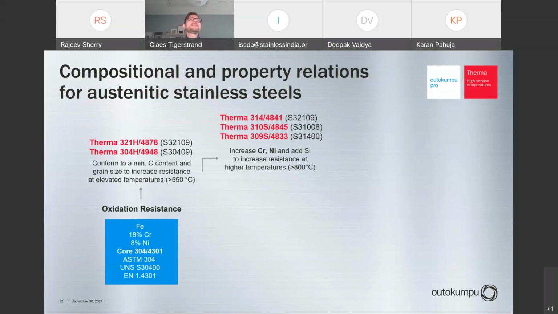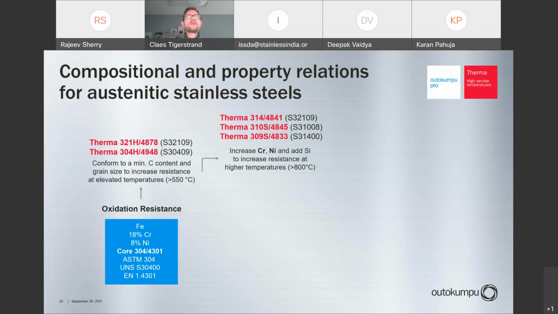If you need even higher resistance at higher temperature, you're typically adding more chromium, and you add nickel, and in some grades you're also adding silicon. And the most common grade is the one in the middle there, Therma 310S. A slightly lower alloyed grade is the Therma 309S, and the highest alloyed grade here with silicon as well is the Therma 314.